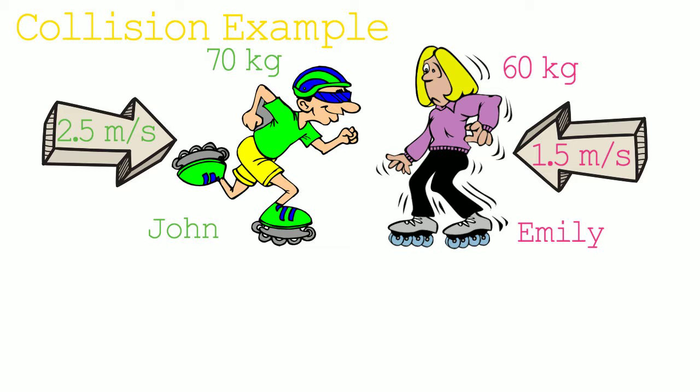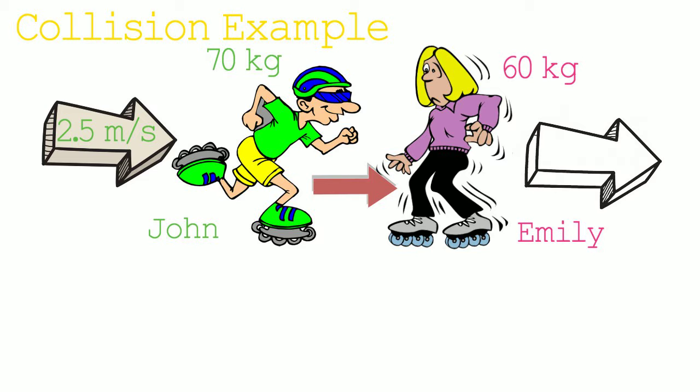First, we need to decide what direction is positive. In this example, I will say that the positive direction is towards the right. John is already travelling towards the right, so his speed of 2.5 meters per second is positive. Emily is currently travelling at a speed of 1.5 meters per second towards the left, but we want to find out what her speed is in a rightwards direction.